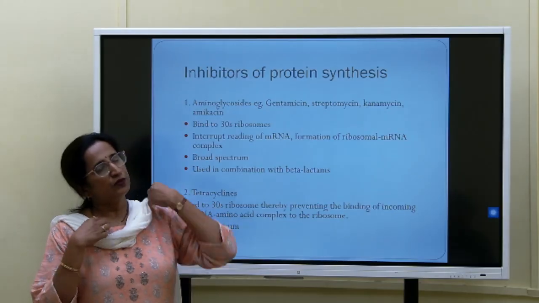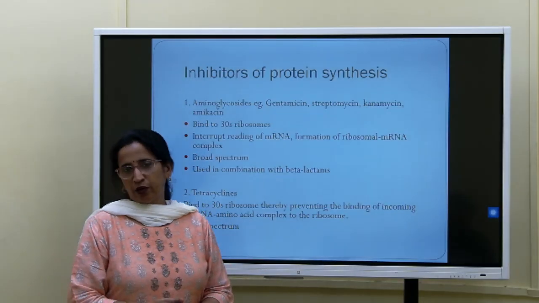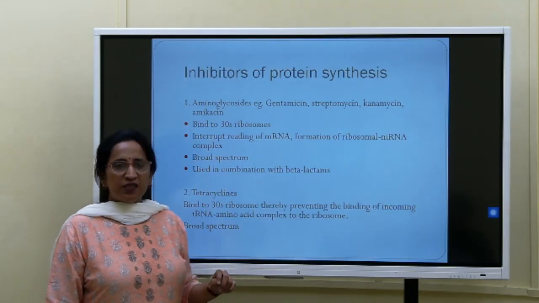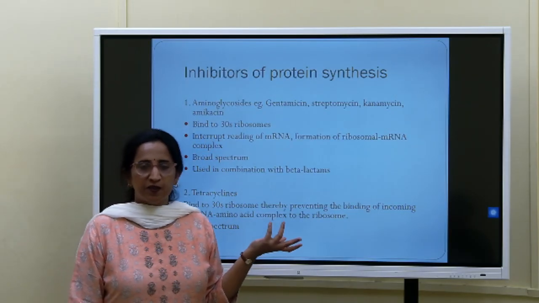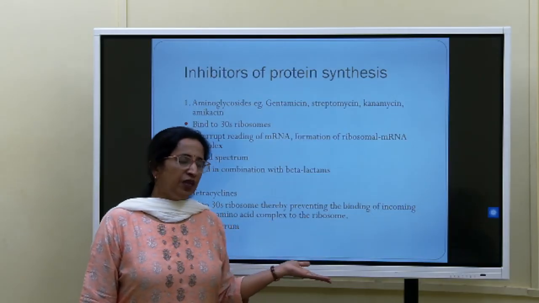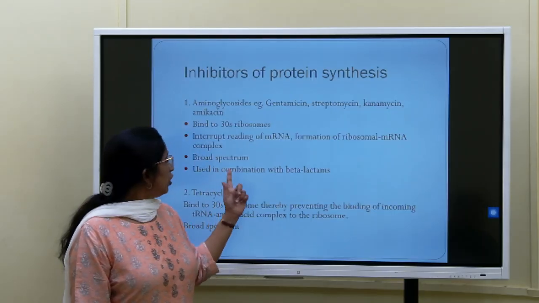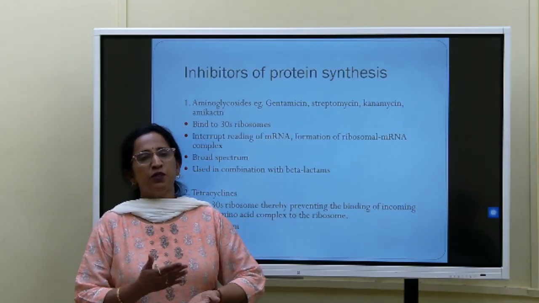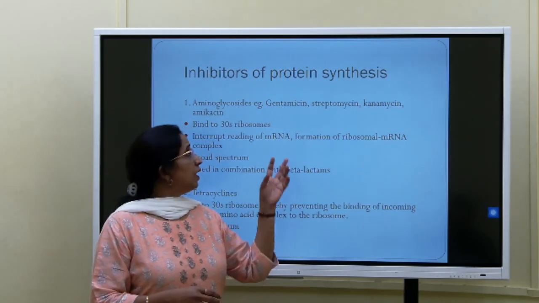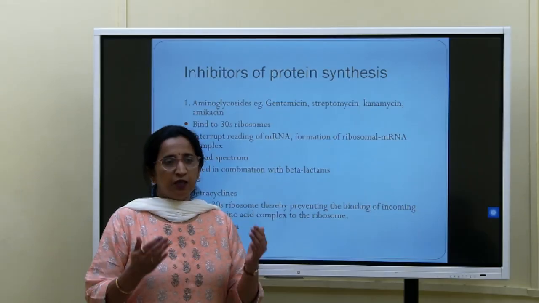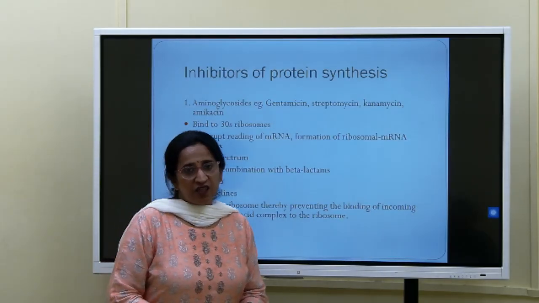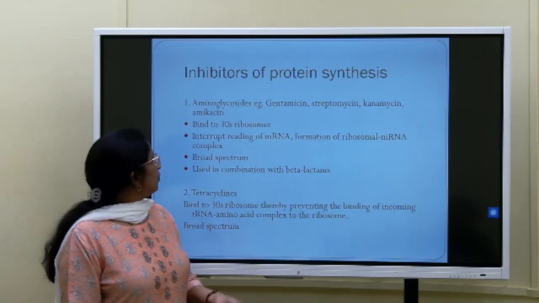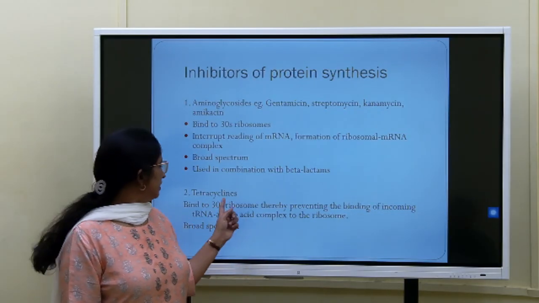Now, since all types of cells contain ribosomes, whether prokaryotes or eukaryotes, gram-negative or gram-positive, inhibitors of protein synthesis are broad spectrum antibiotics. That is, they affect both gram-positives and gram-negatives. Now, very often, for best results, they are used along with the beta-lactam antibiotics because beta-lactams will inhibit peptidoglycan synthesis. The aminoglycosides will inhibit protein synthesis, and both together will give a better synergistic effect, a better killing of the bacteria. The next group of protein synthesis inhibitors are the tetracyclines.